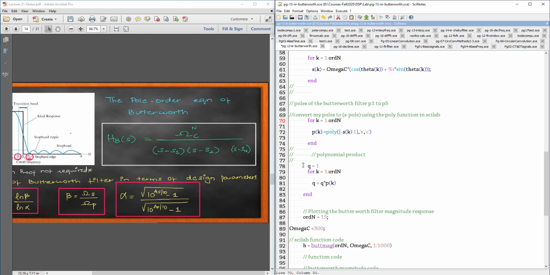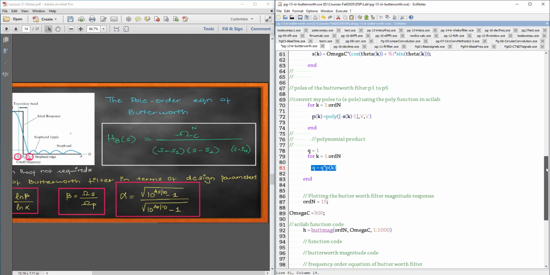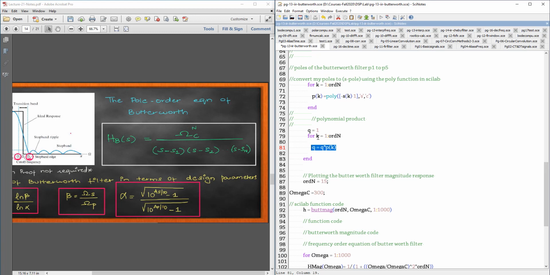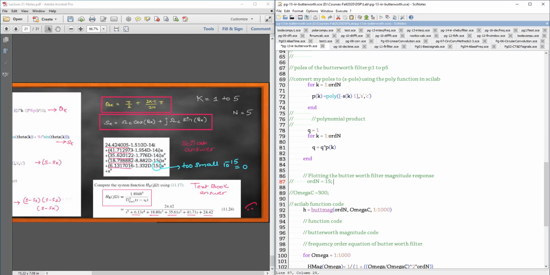So once we get that form, what I have to do is multiply. Now I have it in S minus pole form, then I have to take the product. So this is the product. What I'm doing is a recursive multiplier, setting q equal to 1, and for every increasing k, I'm multiplying this with this. So this is a polynomial multiplication. Good. So that will give me the denominator.